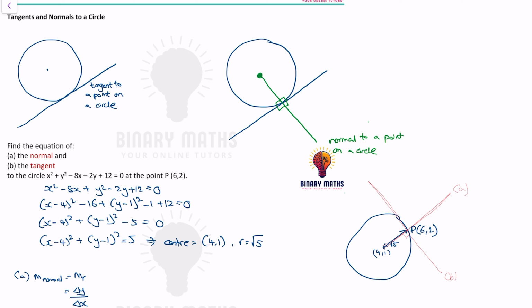Okay, now I know a point x1, y1 that it goes through. Now I have 2 points that it goes through. You can either use the center, because the normal goes to the center, or the point 6, 2. So you've got 2 options. So I'm going to use the gradient is equal to a half, and x1, y1 is equal to, let's say it goes through 6, 2.